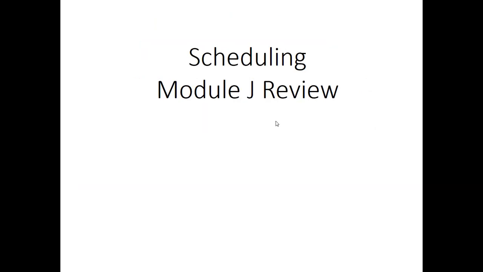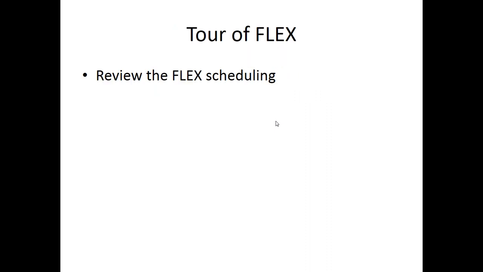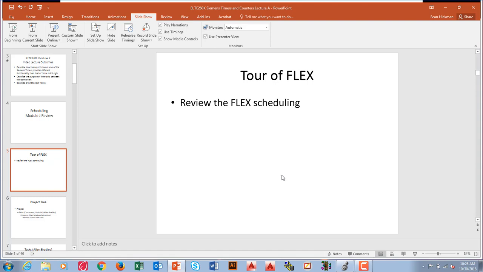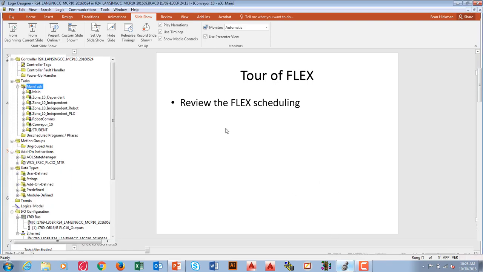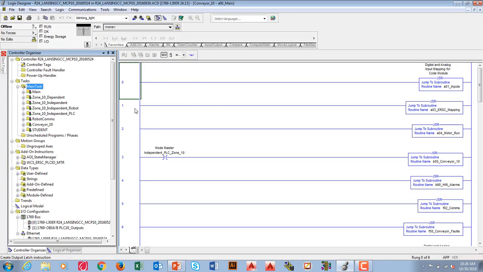And here we go on the Module J review. In Module J, we did a lot of scheduling. So I just wanted to take a look at the Flex scheduling. The Flex is the big automated system down in the Center for Manufacturing Excellence. I wanted to show you that if you came into the Flex, here's the ControlLogix program, a little bit different than Siemens, but you have the tree over here. And here is our main task.